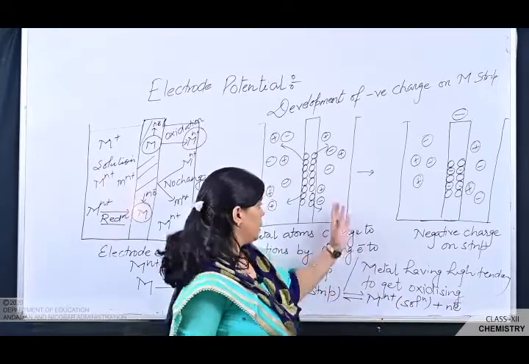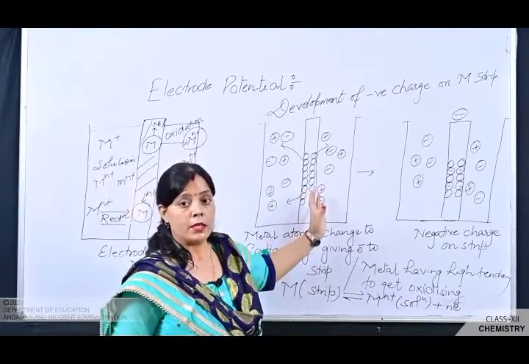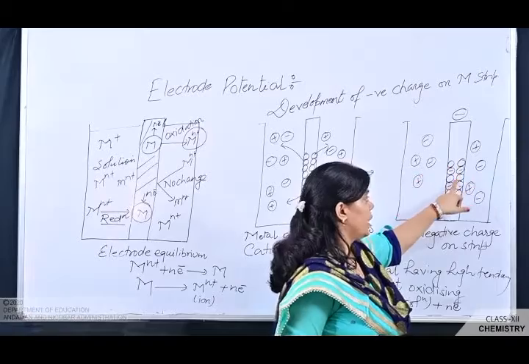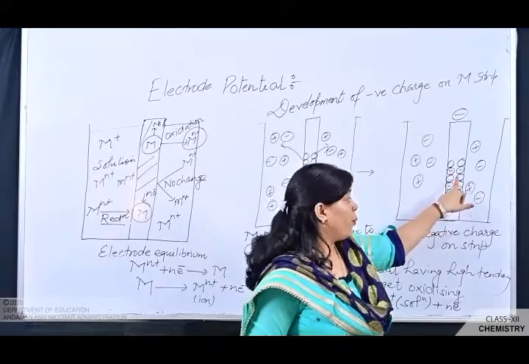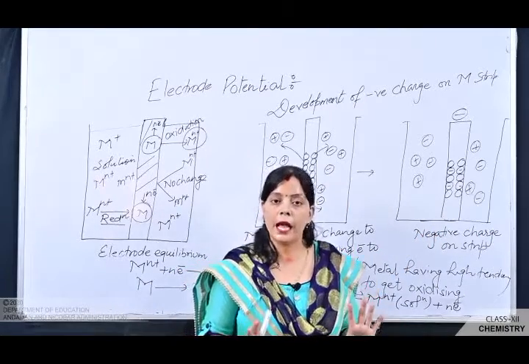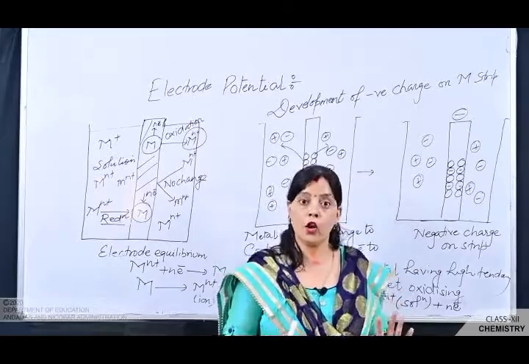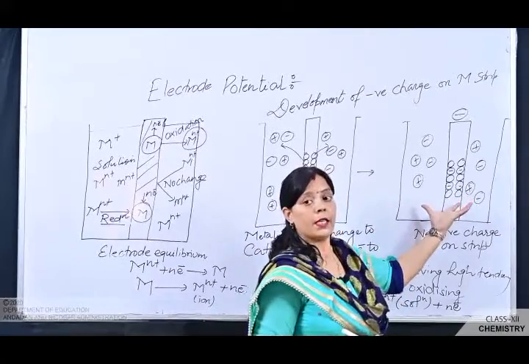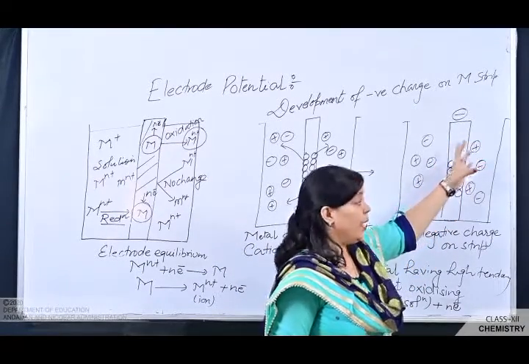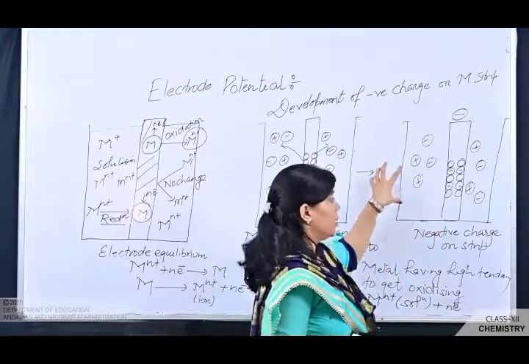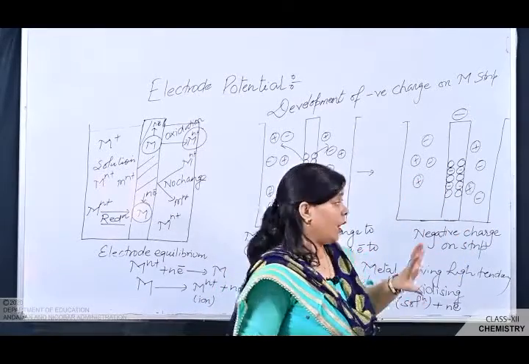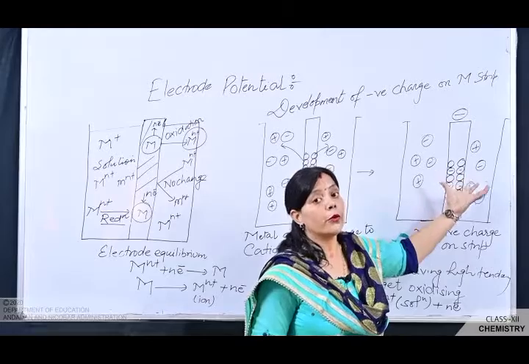The electrons lost accumulate in the metal strip and cause a negative charge to develop on it. When the negative charge develops on the metal strip, it does not allow the metal atom to continue losing electrons, because an equilibrium is attained. Since a negative charge is developed on the metal strip, it would try to re-attract metal ions from the solution to neutralize its charge.